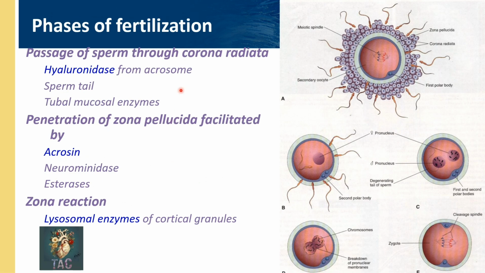Now the different phases of fertilization. This is the sperm, and this is the secondary oocyte, arrested at metaphase of the second meiotic division, and here the first polar body is present. This green color shows the zona pellucida, and surrounding it are cells forming the corona radiata. The first phase of fertilization is passage through the corona radiata. These are different sperms passing through the corona radiata, and they start to attach to the zona pellucida.